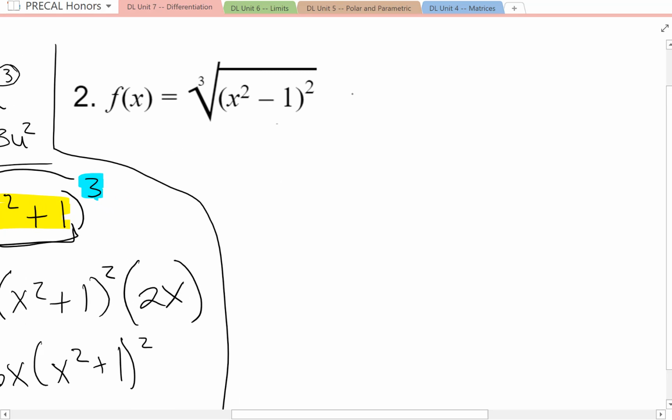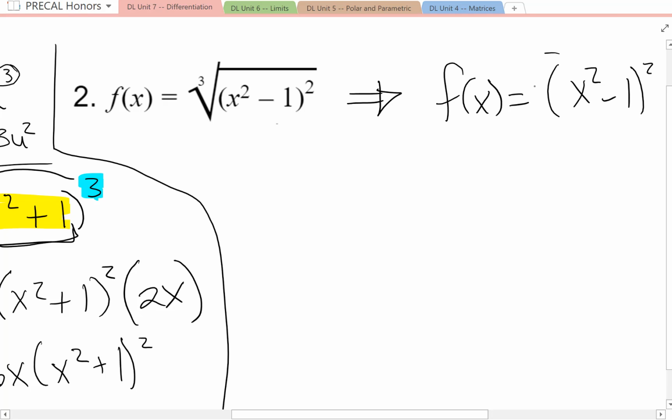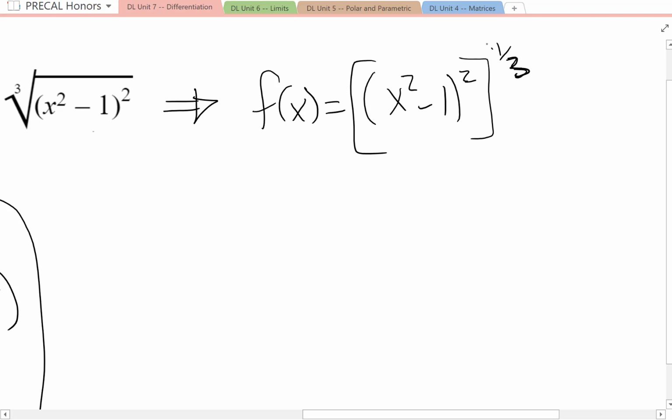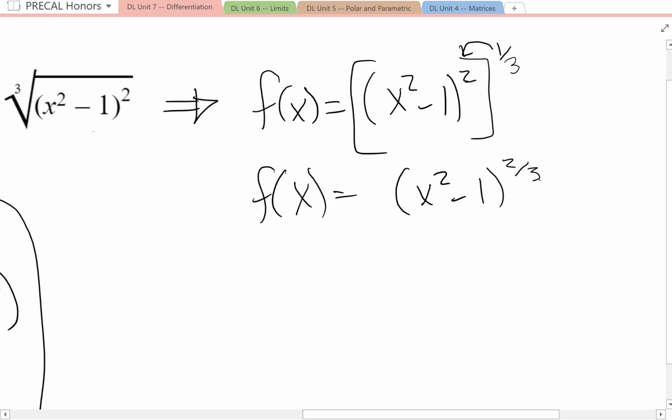as a power. So f of x, you have a cube root. So I can rewrite this as x squared minus 1 squared, but that entire quantity is under the cube root, which means it's to the power of 1/3. We can do some more algebraic simplification before we apply the chain rule. This power to a power, we multiply and we get x squared minus 1 to the 2/3.